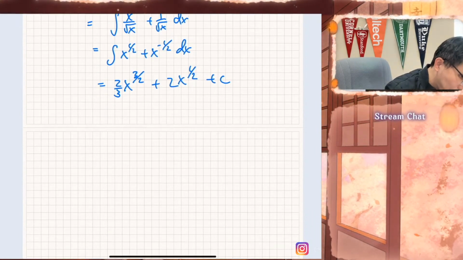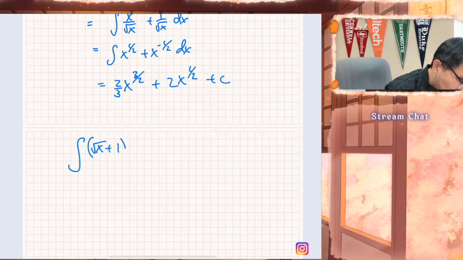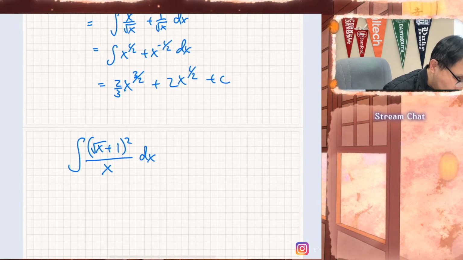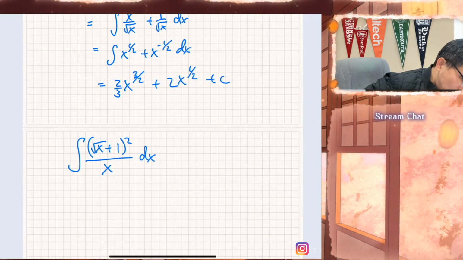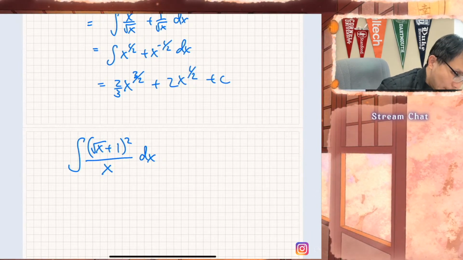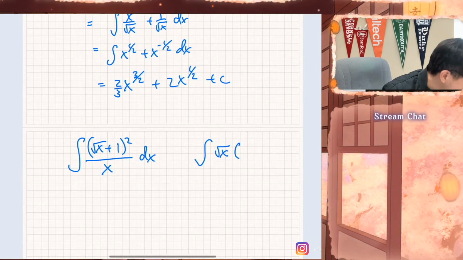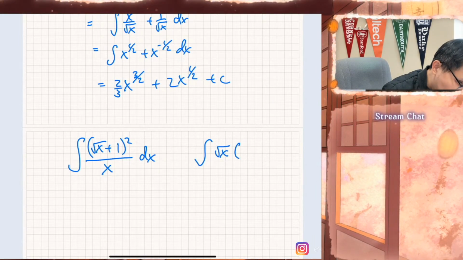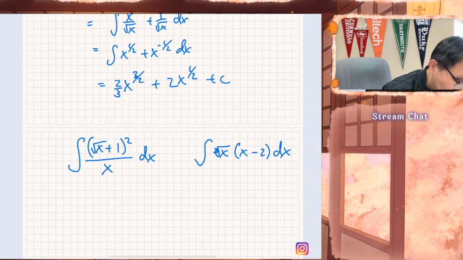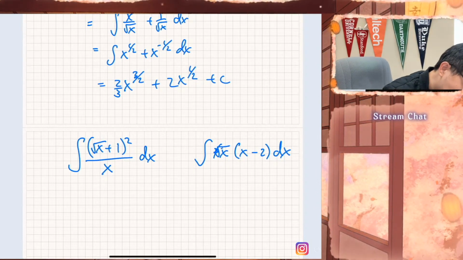Let's put two things in combination. Let's say the integral of x plus 1 squared over x dx. So I want you to do the integration of this. And second one, I want you to do the integration of square root of x times, or x to the third times x minus 2 dx. So how do I do the integration of those two?